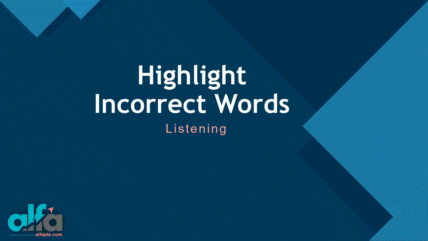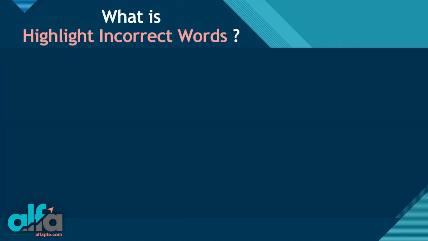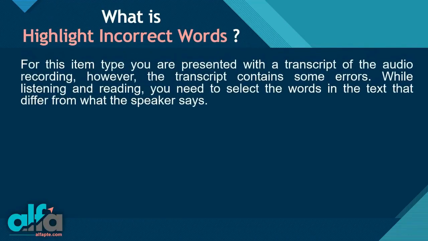The question that we'll discuss today is highlight incorrect words of the listening module. Let's see what highlight incorrect words is. For this type of question, you're presented with a transcript of the audio recording. However, the transcript contains some errors. While listening and reading, you need to select the words in the text that differ from what the speaker says.